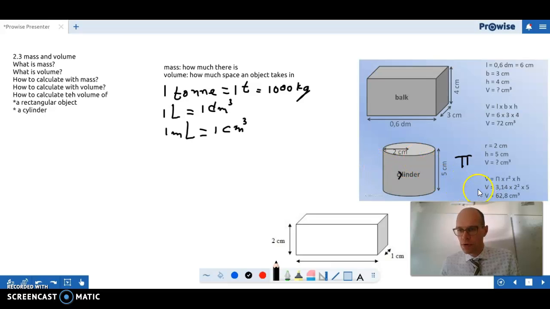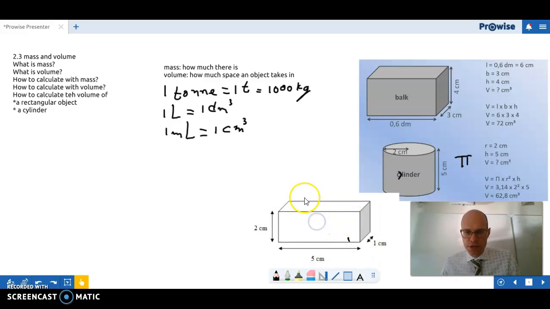I would suggest you try to calculate this with the pi number and see if you can also get something close to 62.8. Okay, what is the question I want you to do? I want you to calculate the volume of this rectangular shaped object and write it down in your notebook, and I will check in class if it was correct. Okay, see you, bye.